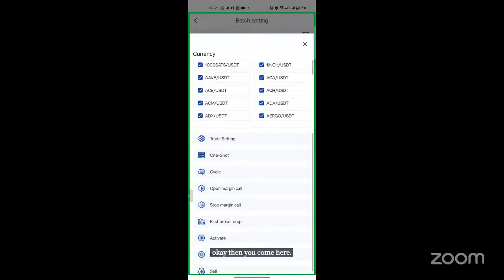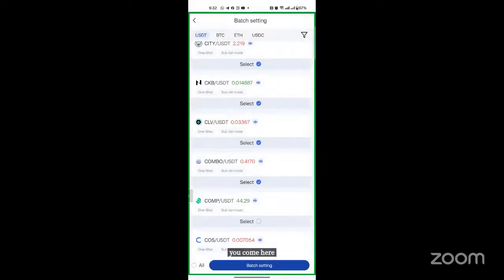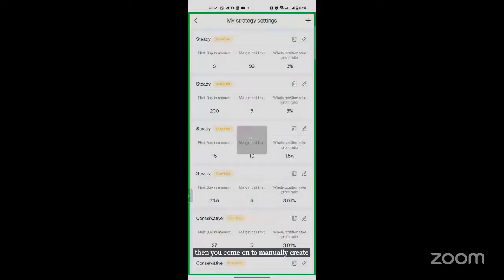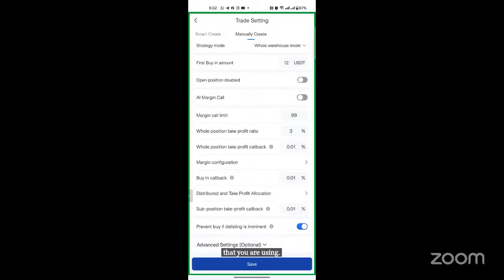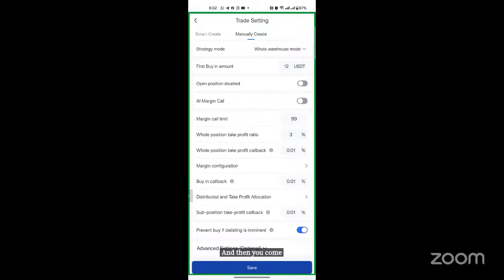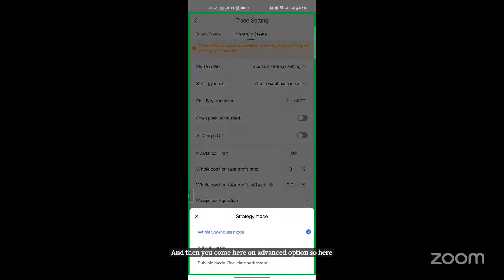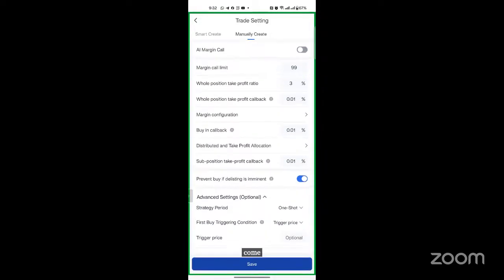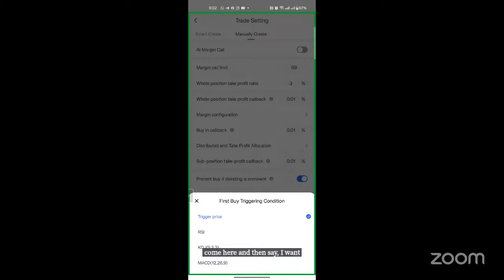You come here on trade setting. Then you come on manually create. Choose a strategy setting. Pick a strategy of your own choice that you are using. And then you come here on advanced option. So here you can change the strategy mode to sub-bid mode. Come here and then say, I want to use RSI instead of trigger price.